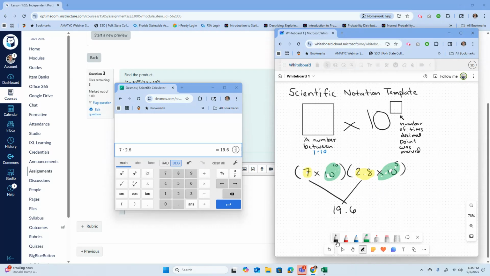The way you multiply the powers of 10 is you keep the 10. So I keep the 10, and what I'm going to do is add the exponents. So 10 plus 5 is 15.